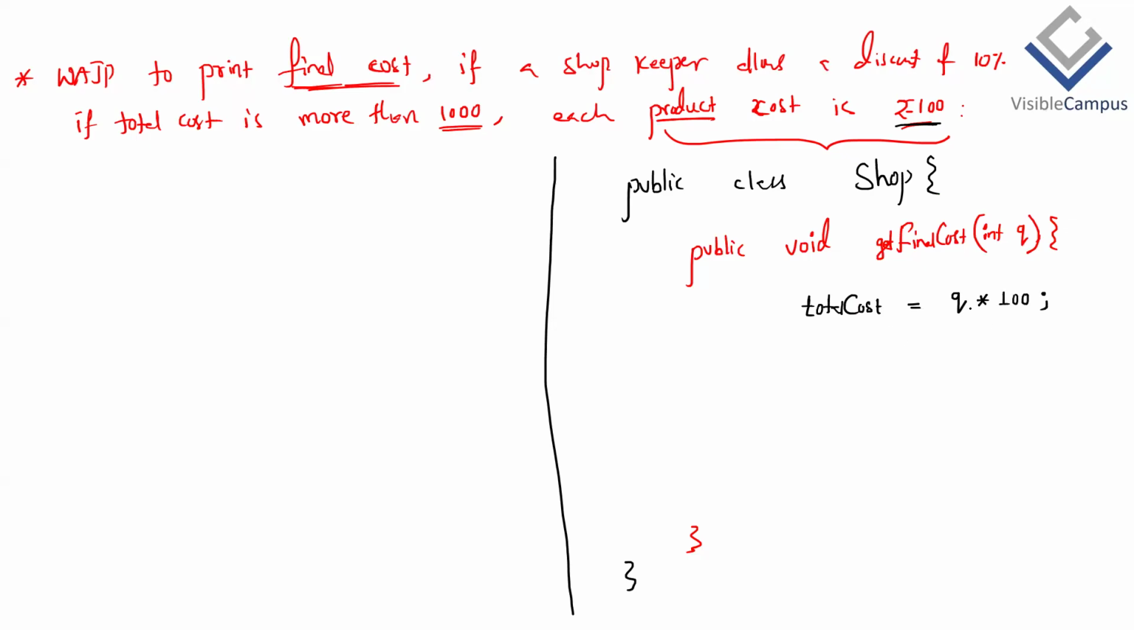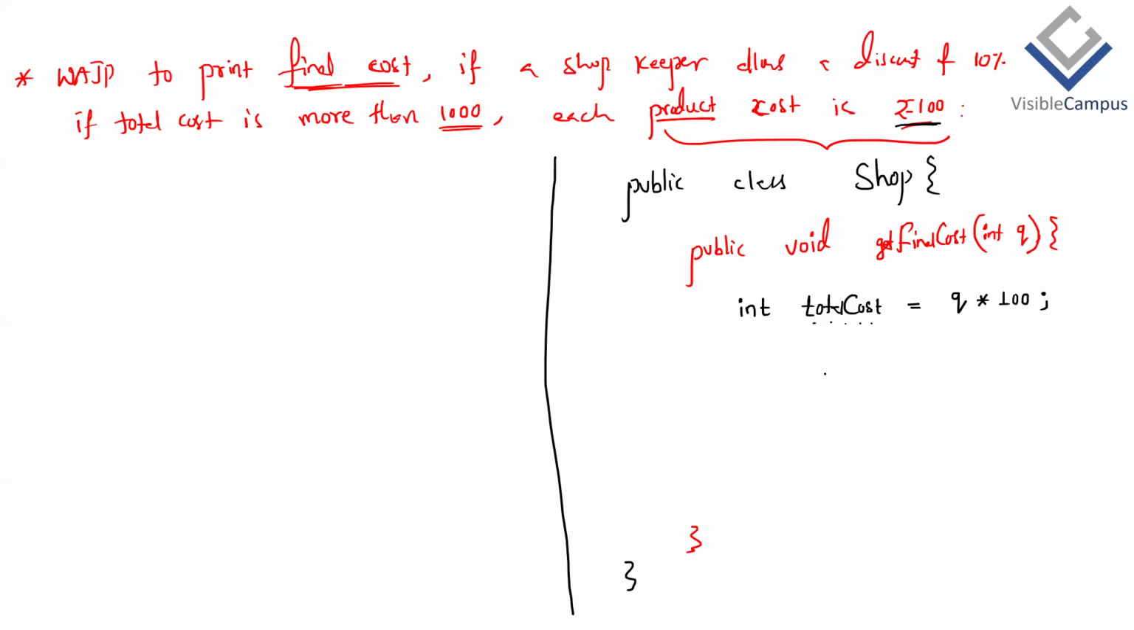Quantity is a number, 100 is also a number. When we multiply, what's the result? A number only. Therefore, totalCost is a variable whose type is int. We must declare it because it's not yet declared. Next, based on this total cost, we have to check some condition.